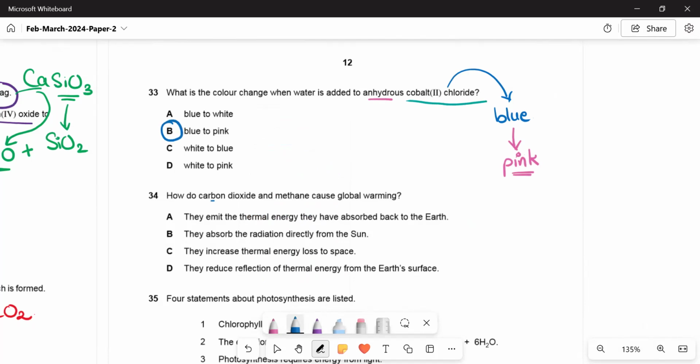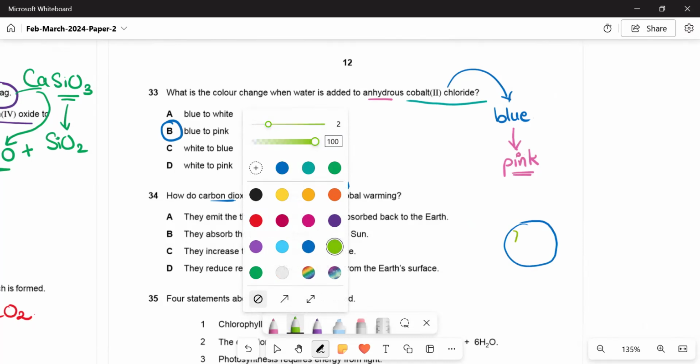How do carbon dioxide and methane cause global warming? These two are greenhouse gases, which cause global warming. How do they cause global warming? Which statement is correct? They emit the thermal energy they have absorbed back to the earth. Means this is the earth, and here we have the greenhouse gases.